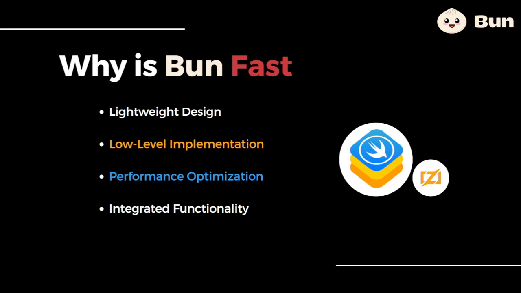And the last thing is integrated functionality. Since Bun is an all-in-one approach, we can avoid the communication overhead between separate tools and other libraries, like a bundler or package manager, potentially leading to performance gains.